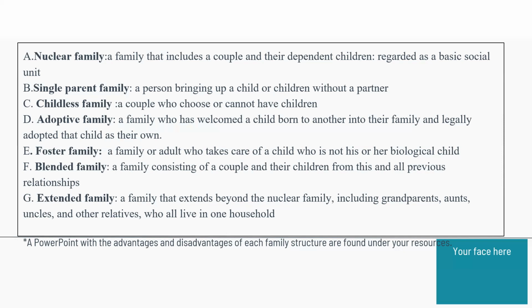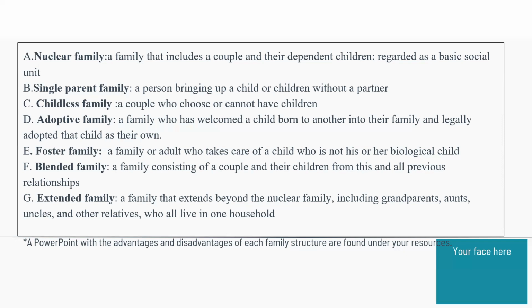And then there's what is called an adoptive family. An adoptive family is a family who has welcomed a child born to another into their family and legally adopted the child as their own. So the key word with adoptive family is legal. It's a legal process. You have to go through the court and sign the papers, and it's a permanent setup.